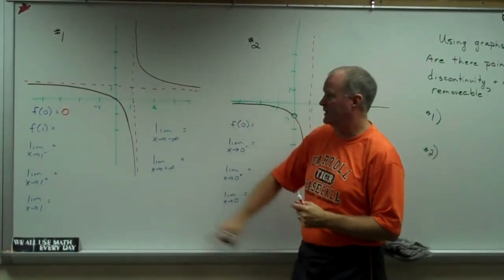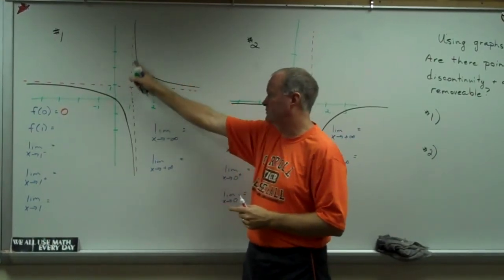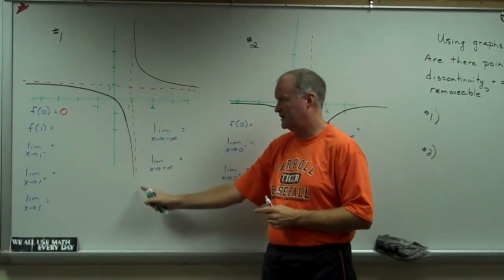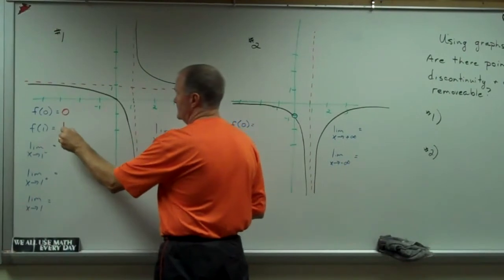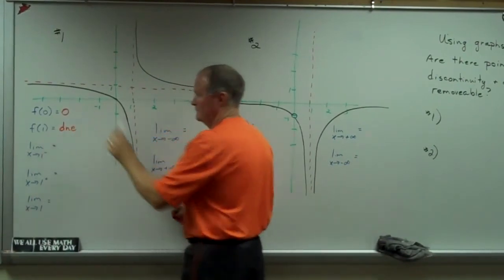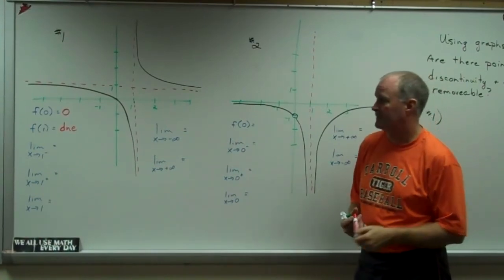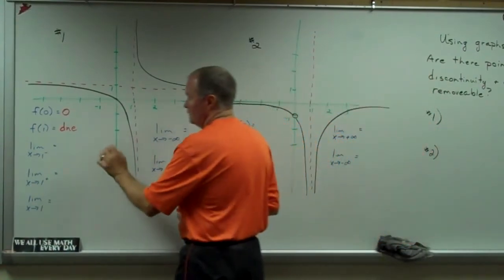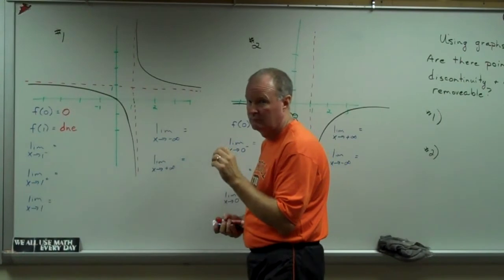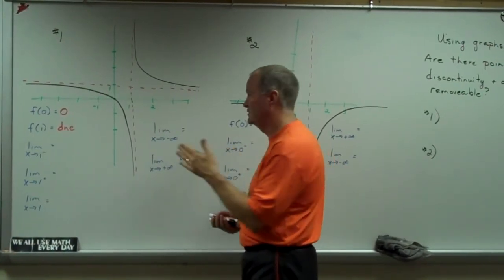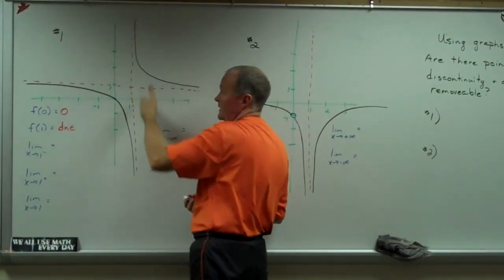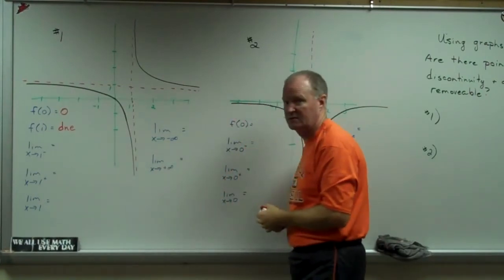If x equals 1, there's x equals 1. What do I find? Does not exist. There is a vertical asymptote there. Because there's a vertical asymptote, there's nothing to pick. There's no train tracks or anything.